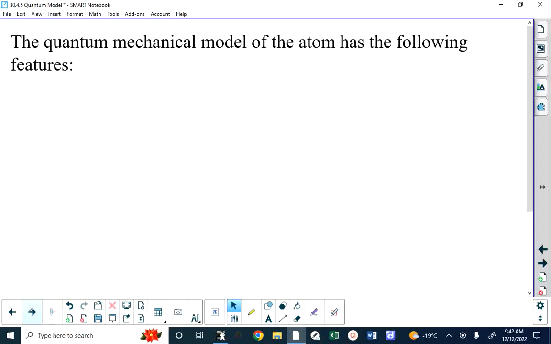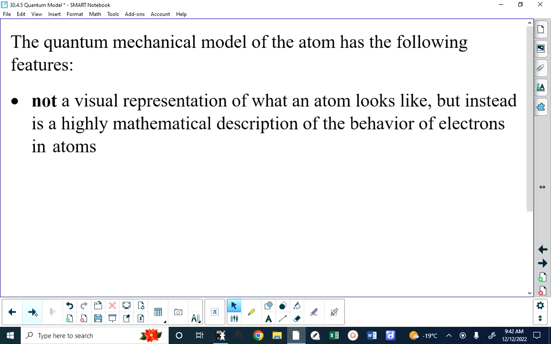So what are the features? First of all, it's not a visual representation. Every model of the atom we've looked at so far is telling you that an atom looks like something. An atom looks like a billiard ball, is what John Dalton says. An atom looks like plum pudding or a ball of chocolate chip cookie dough. An atom looks like a solar system, the Rutherford planetary model.